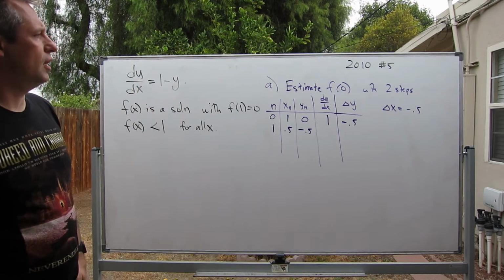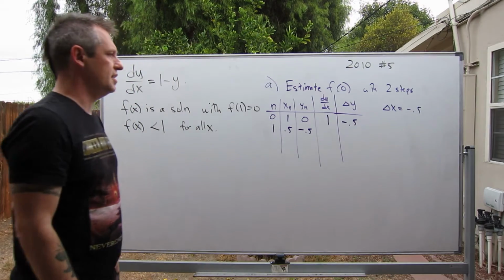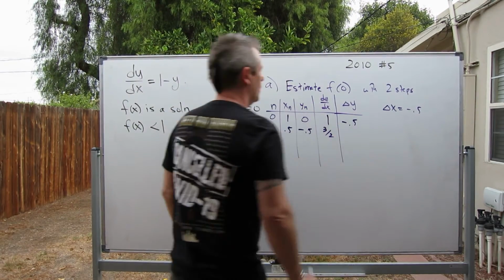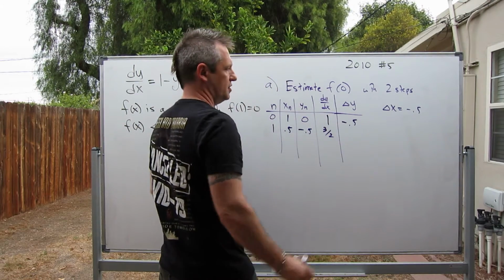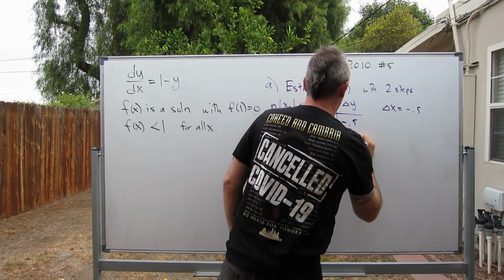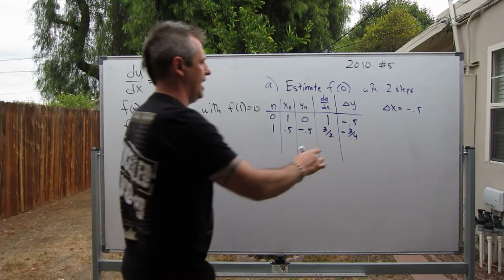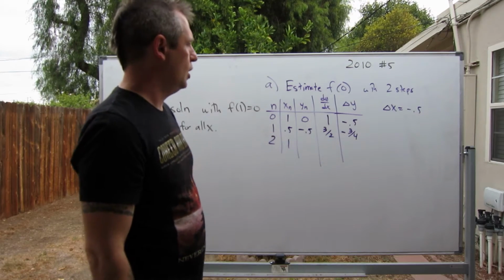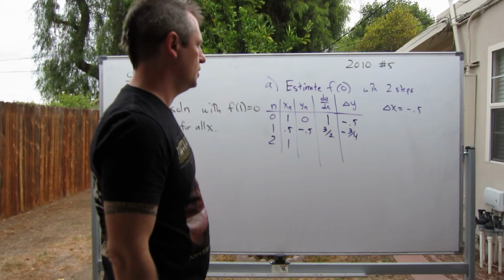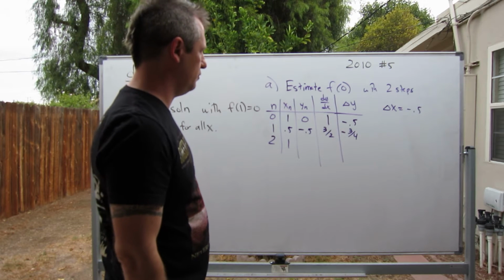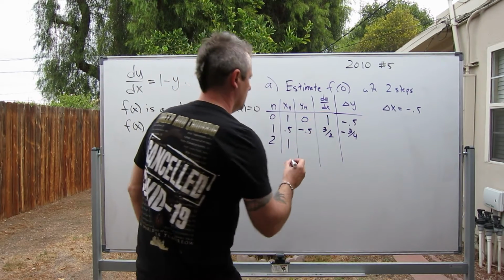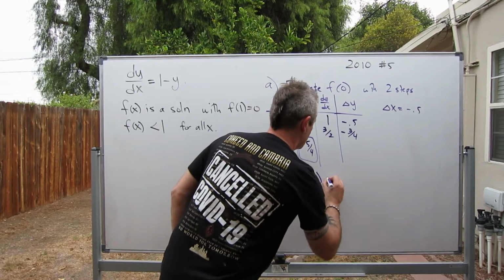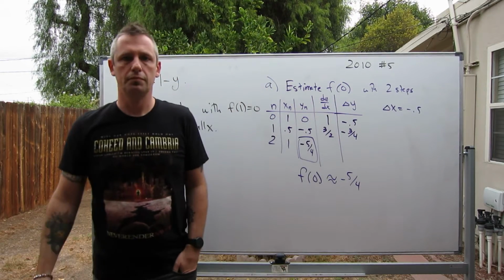I'm now plugging that back in here to find what dy/dx is at this point, and it's 1 minus negative 0.5, so 1 plus 0.5, which is 3/2. I'm then multiplying that by negative 0.5 again, so this time we're going to be at negative 3/4. And this gets added to my old y to find my final estimate. So our final estimate is negative 1/2 minus 3/4, which is negative 5/4. Does that make sense? Yeah. So I would write here that f of 0 is approximately negative 5/4. And that's my final answer.